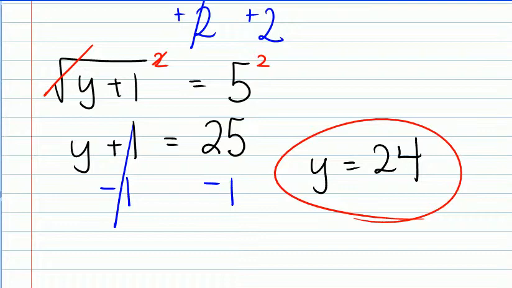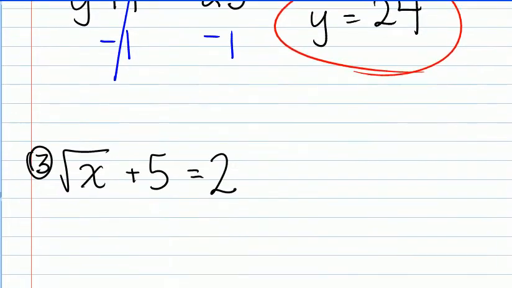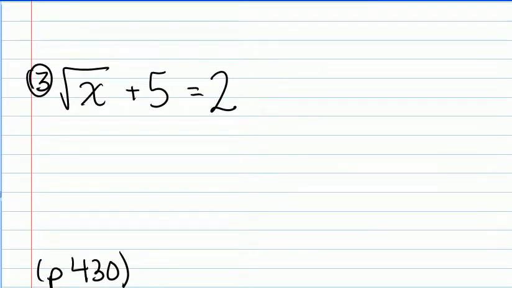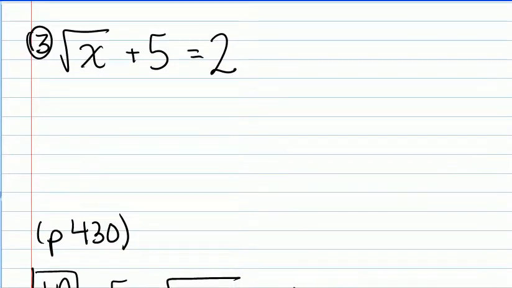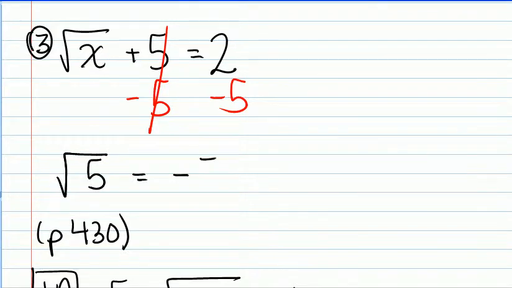So let's try number 3. It has a trick, so don't get too far ahead. For number 3, we start with the square root of x, then a plus 5 equals 2. Again, our first step is to get that square root by itself. So we're going to subtract 5. And now you just stop and look at the problem. It has the square root of x equals negative 3.